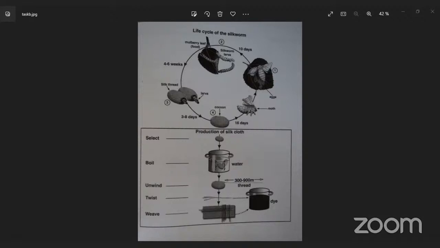Okay, George: "The given diagram gives the notion of the silkworm cycle and the phases of production of silk cloth." I would say "the phases of the production of silk cloth", so I would just use an article. But apart from that, everything seems perfect to me.